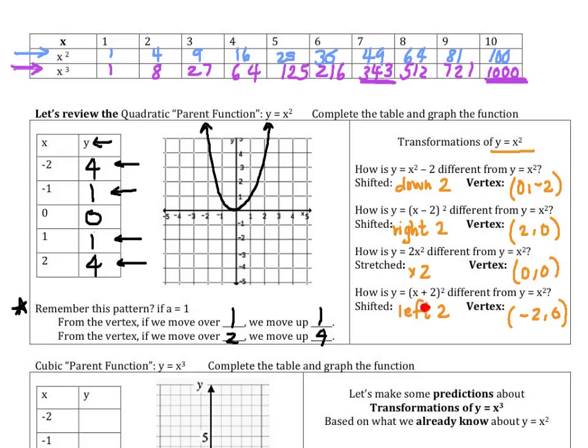Okay, and then this last one, x plus 2 squared. Remember, we have to think backwards when it's in with x in the parentheses. So this is moved left 2, which would make the vertex negative 2, 0.